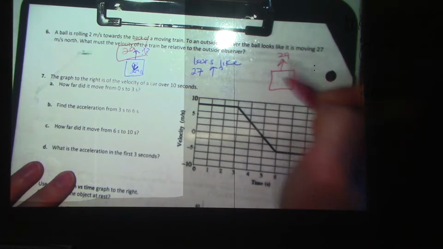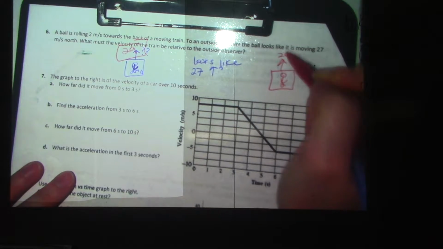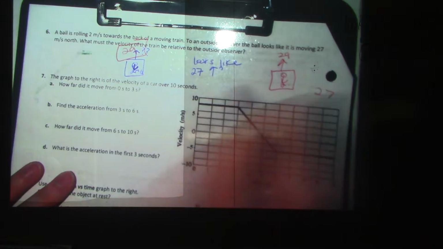I know if I were given this velocity, what I would have done is I would have said, okay, this velocity minus 2 to get what this one is. So then now you're just thinking, okay, what velocity must the train be going with if I subtract 2 and it looks like 27? So your answer should be that this is 29 meters per second. And then just double check, okay, if I have a train that's going 29 north and a ball goes to the back at 2, then yeah, that would look like 27 to somebody else.